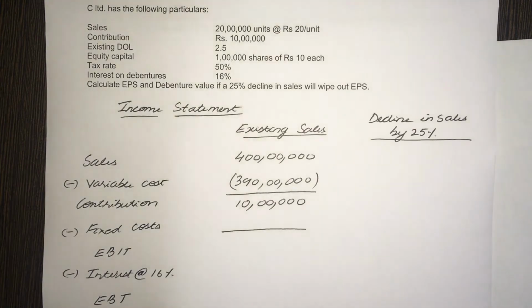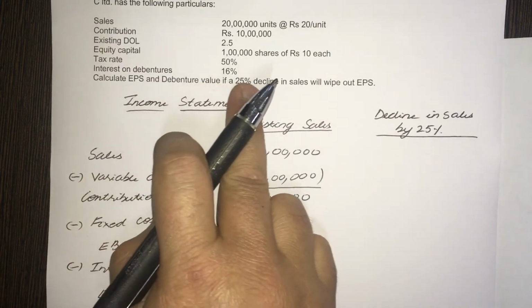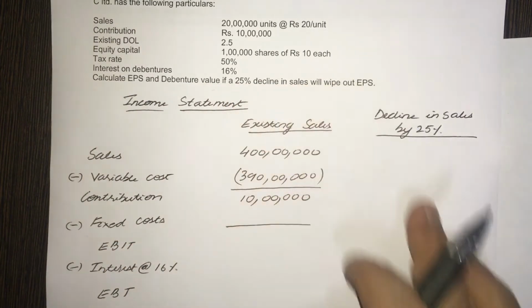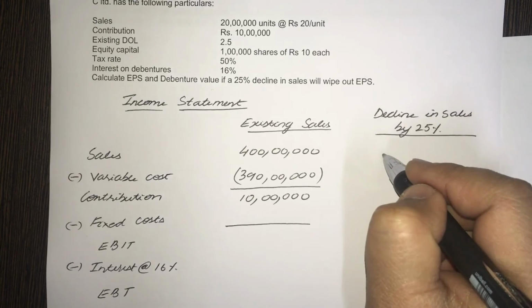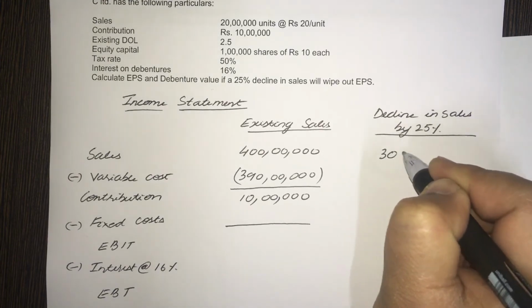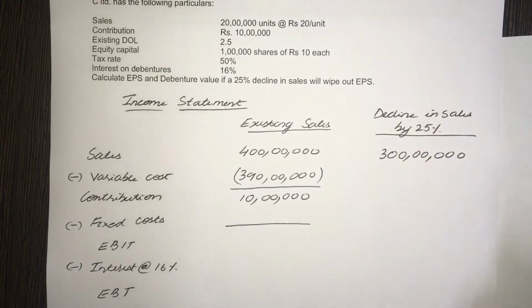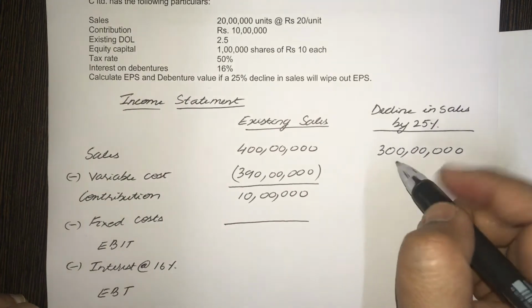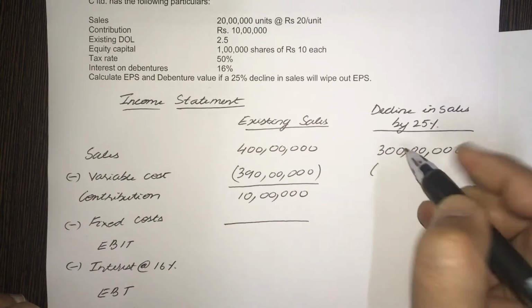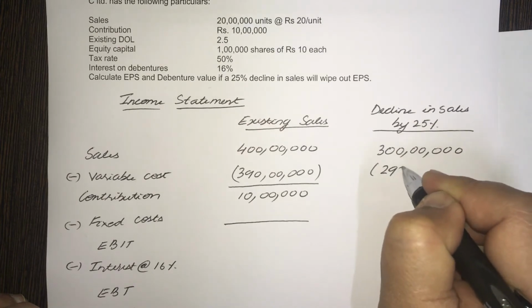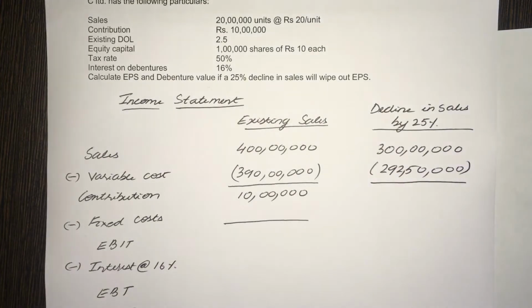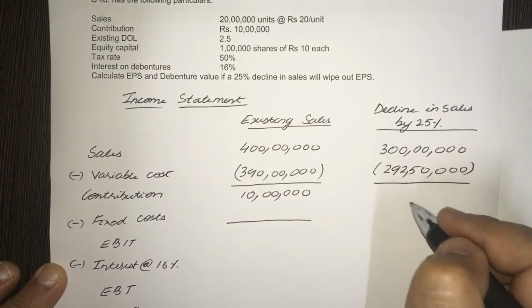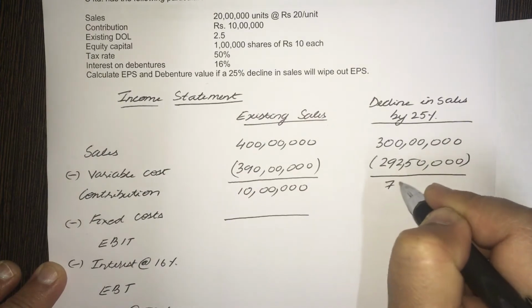Now, it says we have to calculate EPS and debenture value if a 25% decline in sales will wipe out EPS. A decline in sales by 25% means sales will be 3 crores, because 25% of 4 crores is 1 crore, so we are left with 3 crores. Obviously, variable costs will also decline by 25%, so 2 crores 92 lakhs 50,000. Now, this will be 75 lakhs.